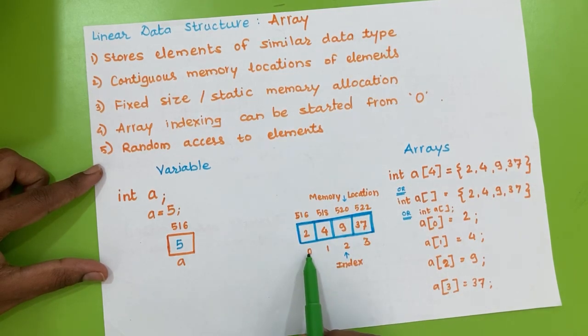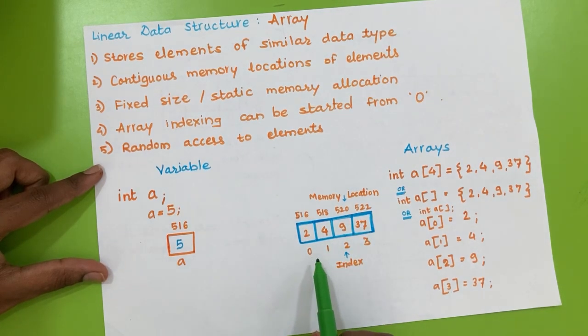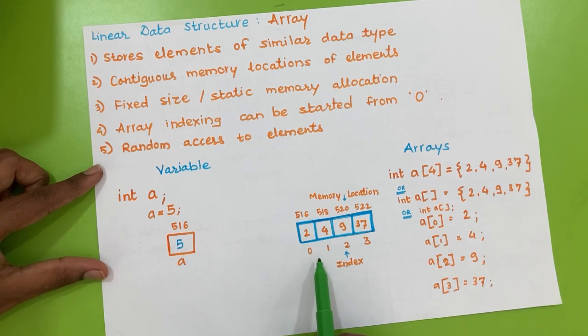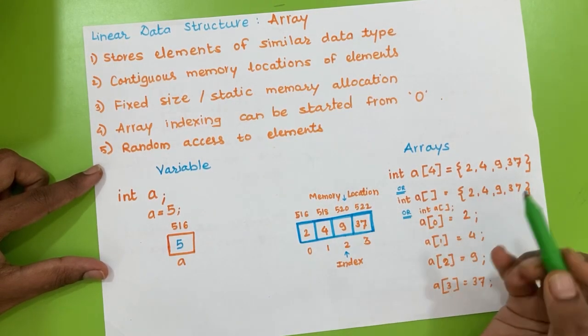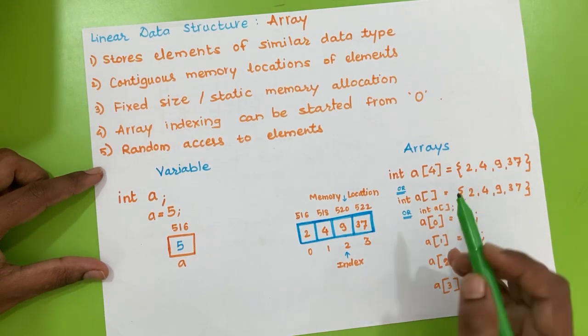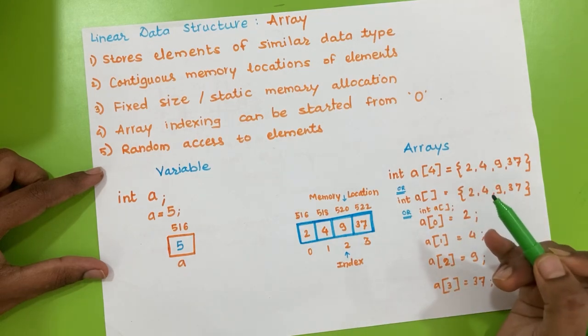Now here we can start the array index with 0, meaning the array can be started with index 0. Most probably the 0 index is used in most of the languages. It is not necessary to declare the index as 0. You can start it from 1 also.